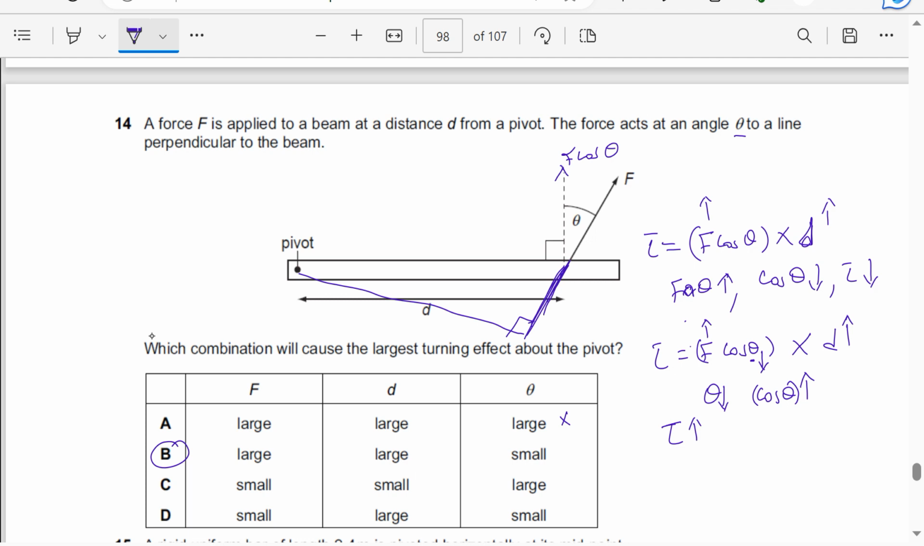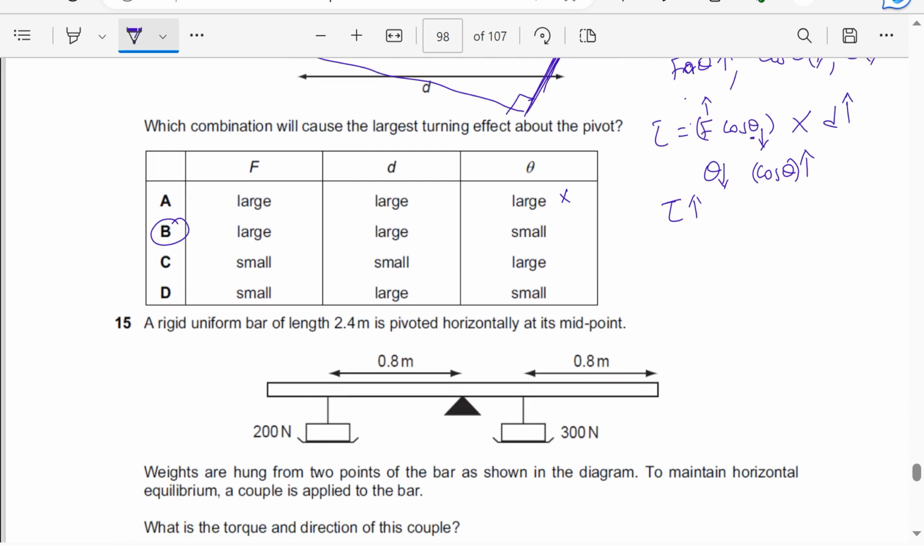So the answer is going to be B. Of course, if F is small, D is small, and theta is large, automatically the torque is small, because cos theta becomes small when theta is large. F small, theta small: as long as F is small, it is going to be less than the values in B. So the answer is automatically going to be B. I just used inspection and simple trigonometric ideas.